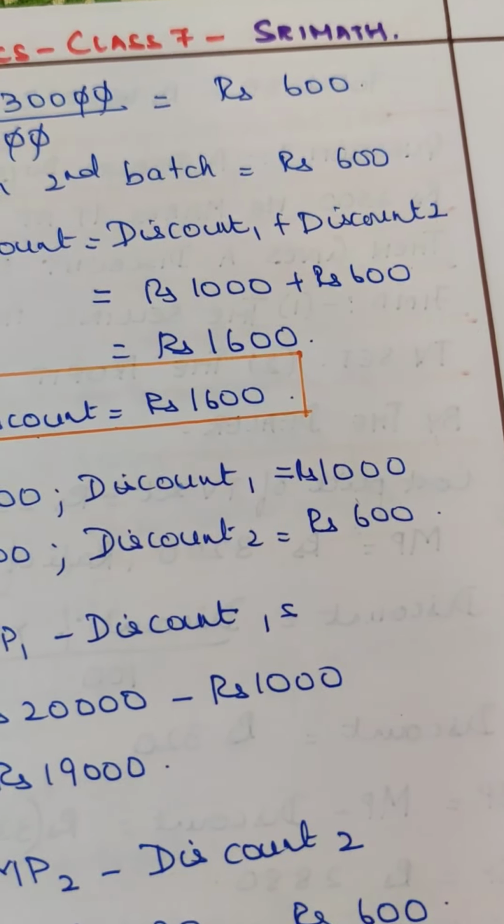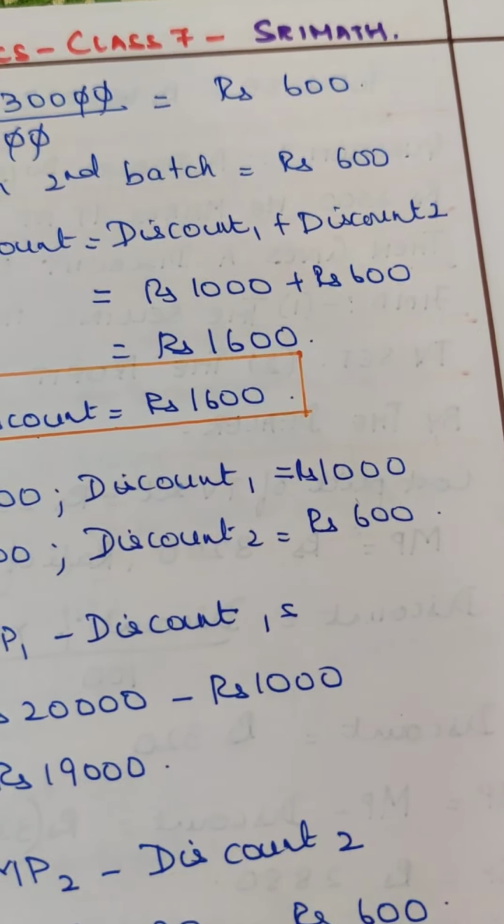Therefore, selling price is equal to mark price of the first batch minus the discount of the first batch, that is equal to 20,000 minus 1000, that comes to 19,000. Selling price of batch 2 will be mark price of batch 2 minus discount of batch 2, that is equal to 30,000 minus 600, that comes to 29,400. Therefore, the total selling price is equal to selling price of first batch plus selling price of second batch, that is equal to 19,000 plus 29,400, that is equal to 48,400. Therefore, the total selling price is equal to 48,400.